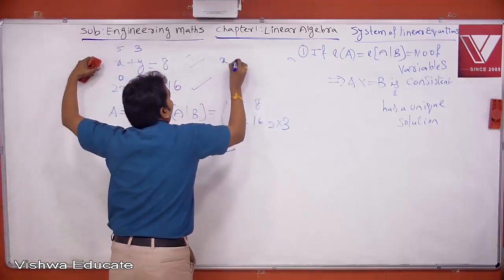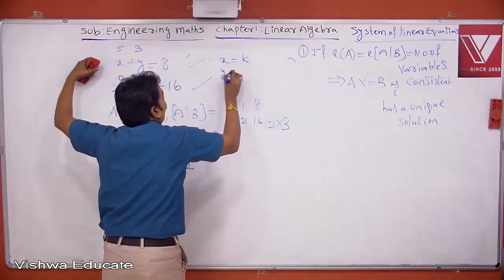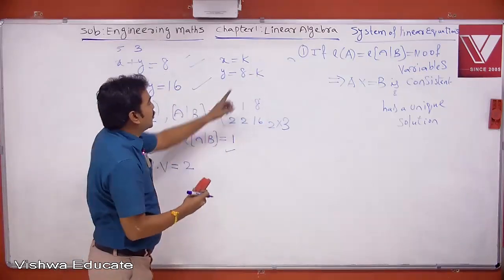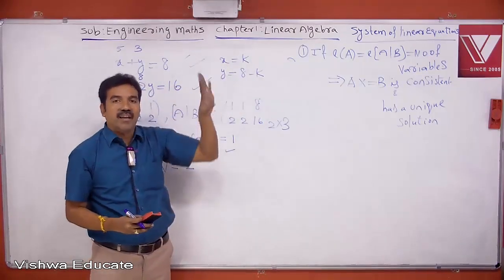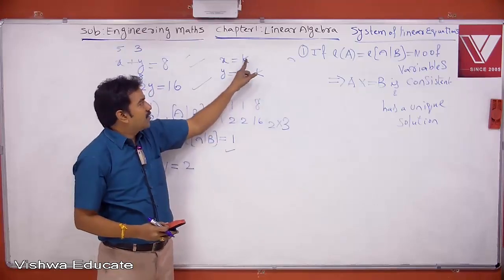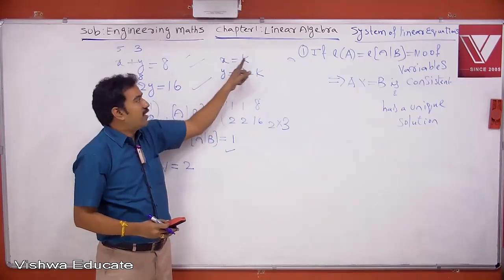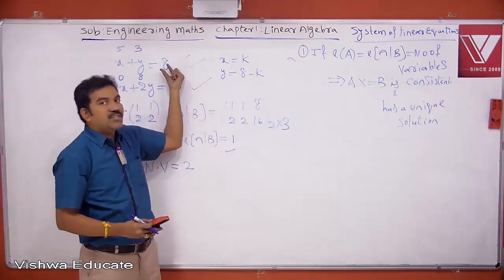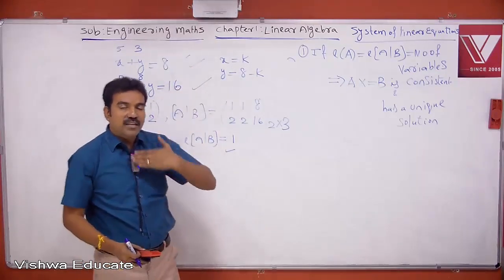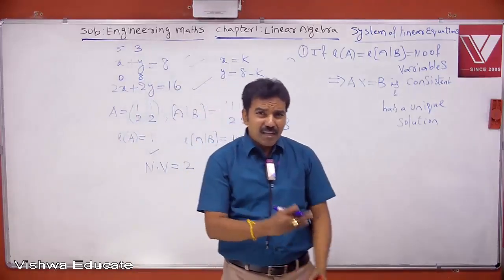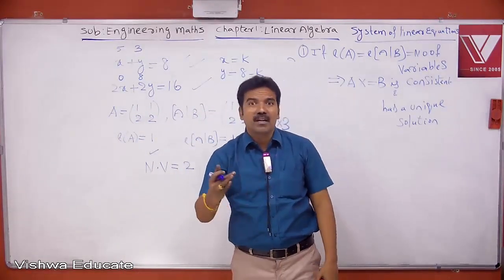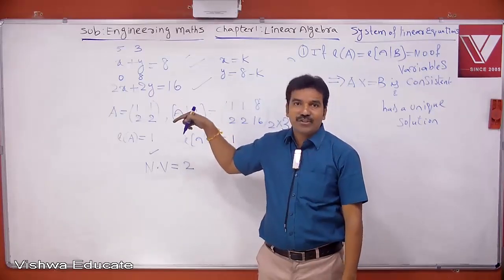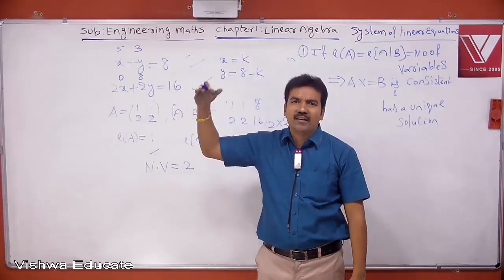That means if x equal to k, some general number, then y becomes 8 minus k. So I am assigning one random number to x, for example k, then y becomes 8 minus k. Add these two numbers, it satisfies the given equation. Therefore, when you change the values of k, you will get multiple values of x followed by multiple values of y. Therefore, this system has infinitely many solutions.